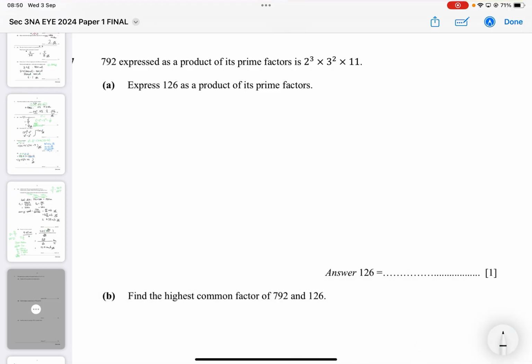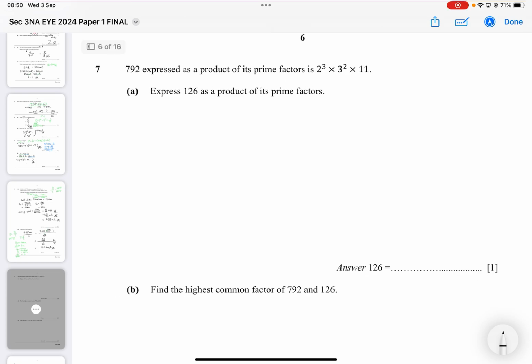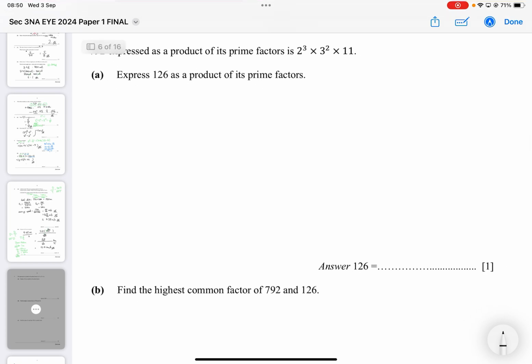Okay, express 126 as a product of its prime factors. You all are taught two ways. One is the pyramid, one is the ladder. Actually, they are both the same. It's just how you write, because you keep dividing by the smallest prime factor followed by the next smallest prime factor.